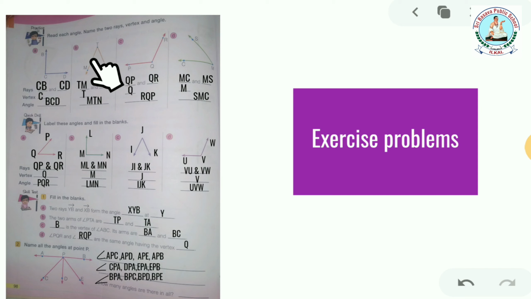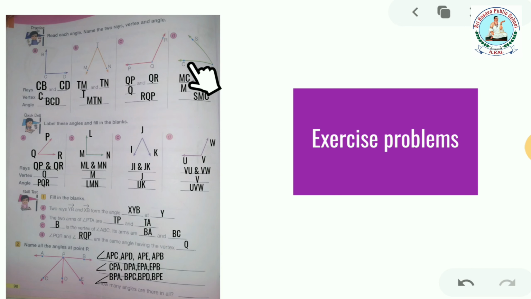Next, what are the rays here? It is TM and TN. So TM and TN are the rays of this angle, and T is the common point, which is also known as vertex. And how do you name this? It is MTN or else NTM. Both are the same, but I have written only one name here. Next, QP and QR are the arms of this angle. Q is the common point or vertex of this angle, and it is PQR or else RQP. So this is the name of this angle.